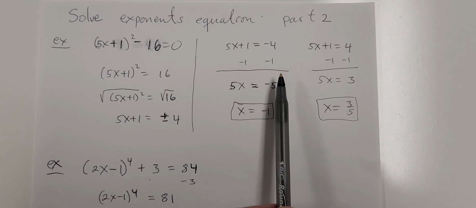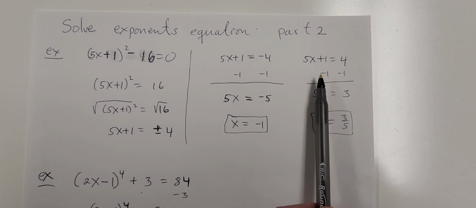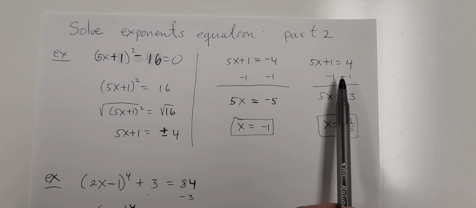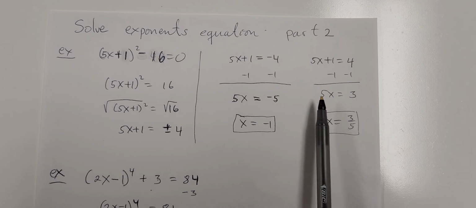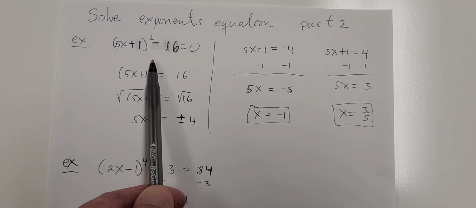Subtract 1 over gives me negative 5, divide by 5 gives me negative 1. Same thing on the right side: subtract 1 over gives me 3, divide by 5 gives 3/5. So this is the answer to this problem.